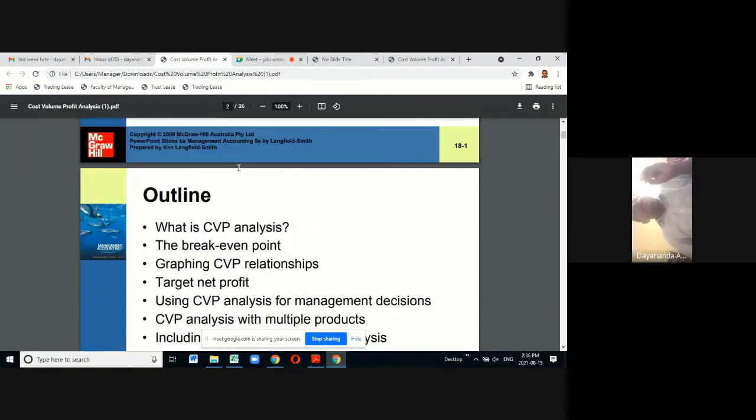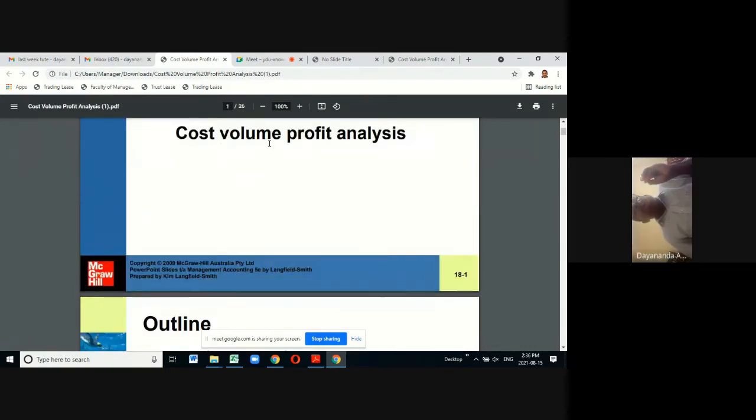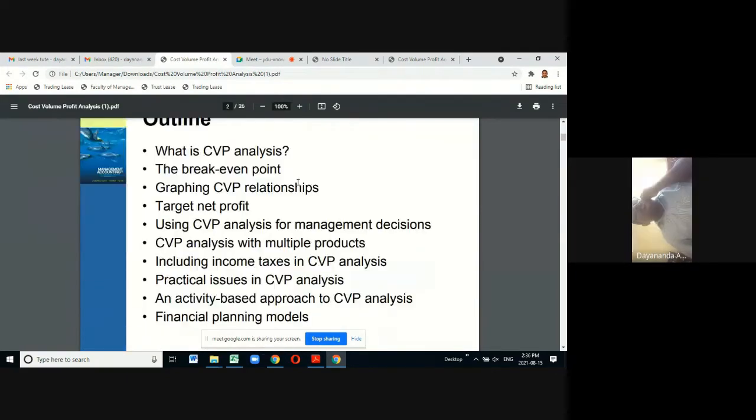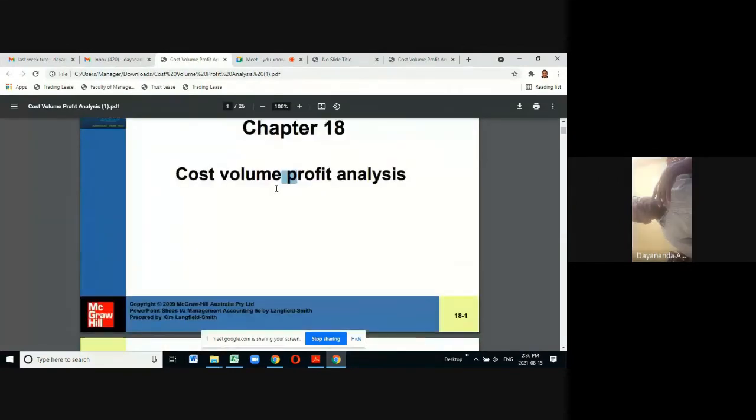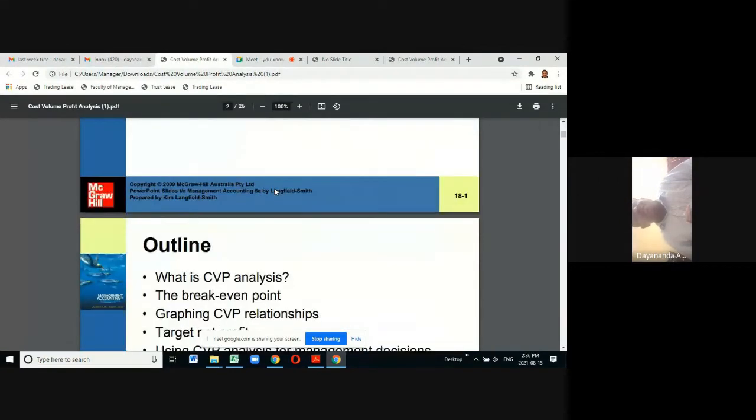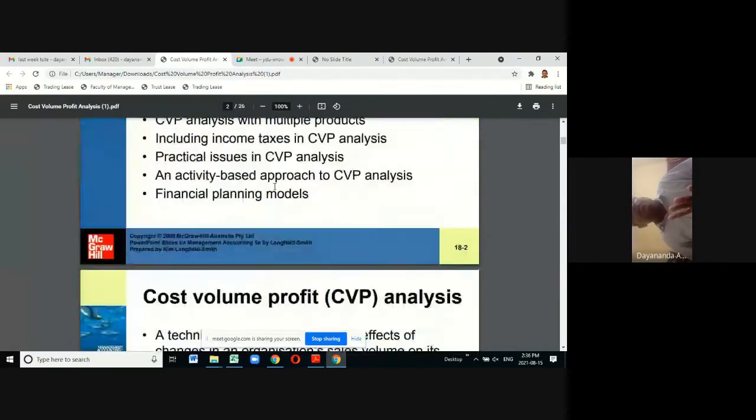CVP means cost, volume, profit. C cost, V volume, P profit. That is CVP: cost, volume, profit analysis. So those are the areas we are going to discuss under this cost, volume, profit analysis. It's a short-term decision-making tool.